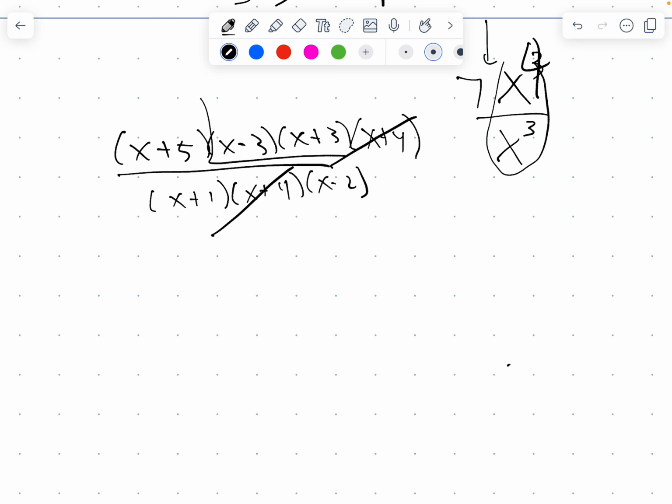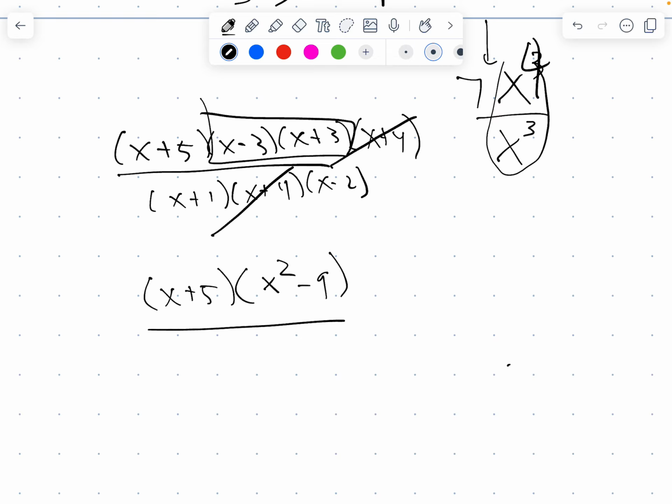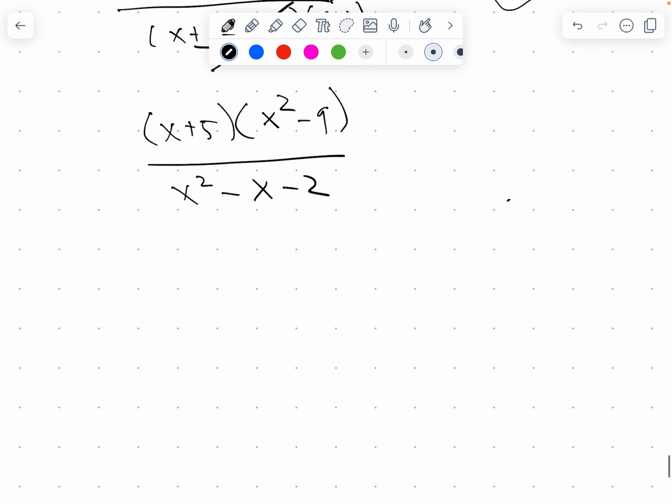So I'm going to do this in a little bit of a different order. I like that x plus 3, x minus 3, because when I multiply those, I just get that, and it's nice and simple. On the bottom, if I multiply these out, I've got x squared, 1 minus 2 is negative x, minus 2.